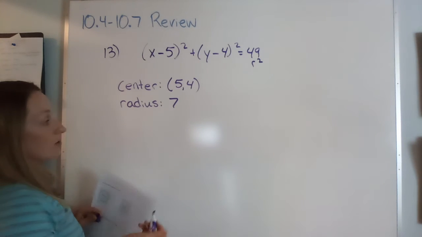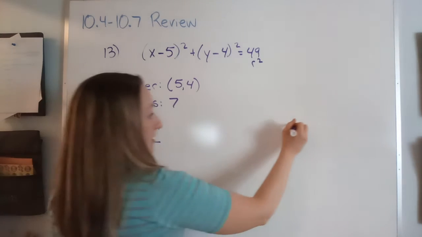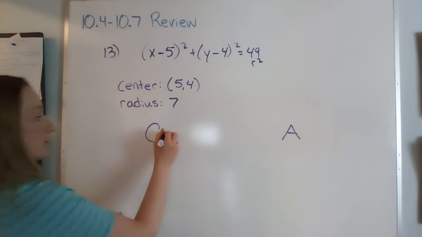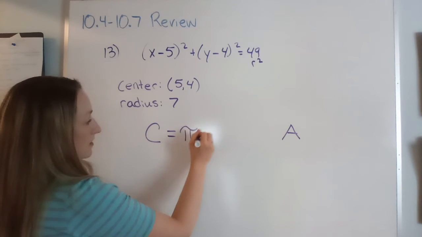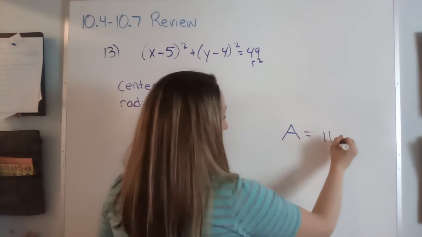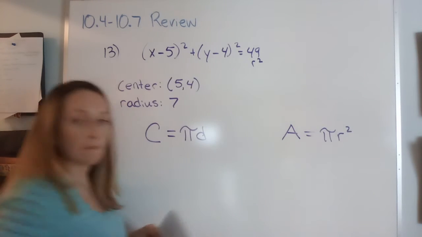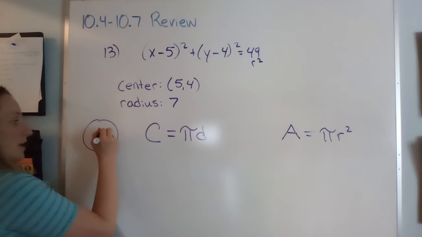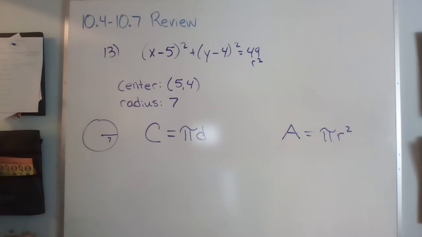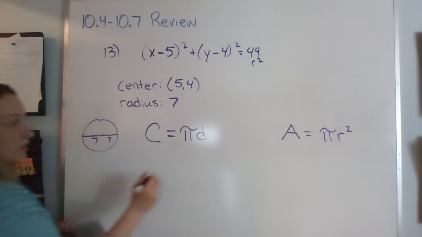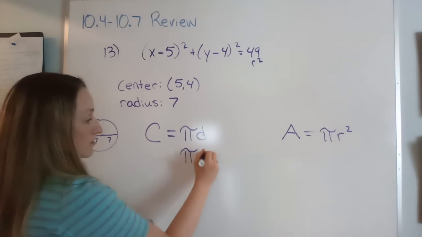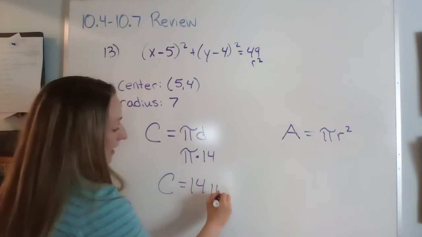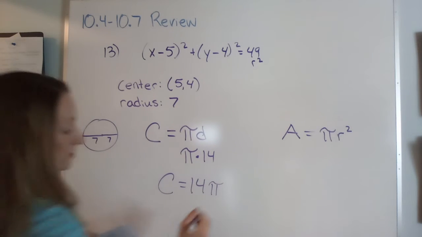All right, and then you're asked to find the circumference and area of the circle, so you need to know the formulas. All right, the circumference, pi times d, area, pi r squared. So if the radius is 7, think about a circle, here's your radius. If the radius is 7, then the diameter, 7 and 7, is 14. So pi times 14. So your circumference is equal to 14 pi, and I don't know if units were given. No, so just units.